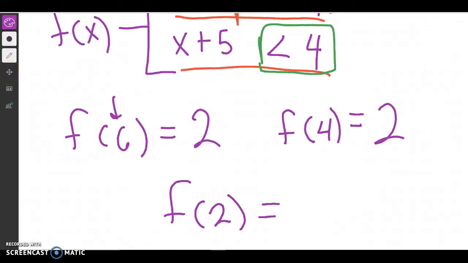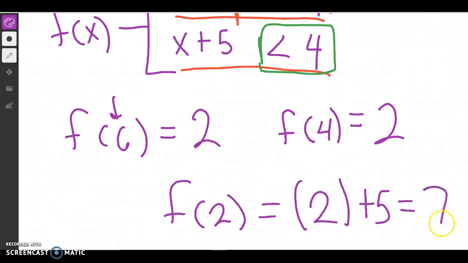Now my next one says f is 2. Well, if f is 2, that means it's less than 4, which means I get this bottom one. So I will plug 2 into this bottom function. So 2 plus 5 would give me 7.